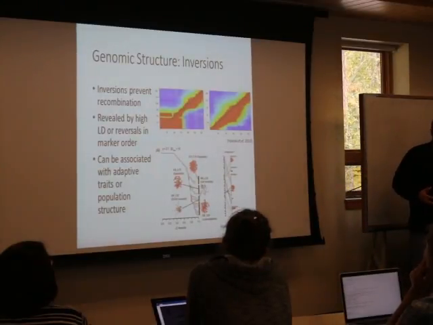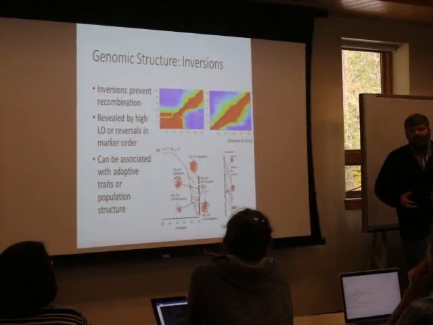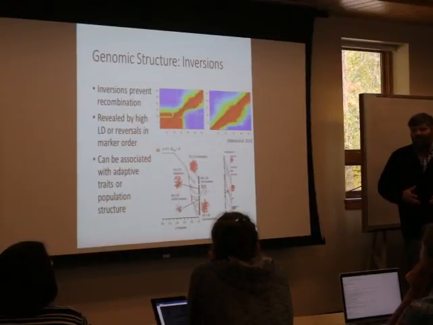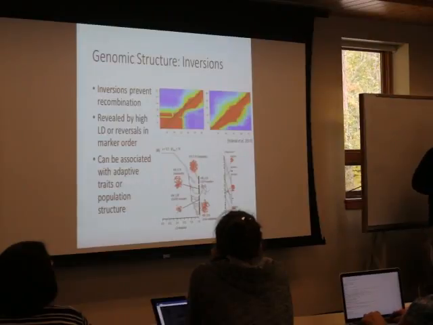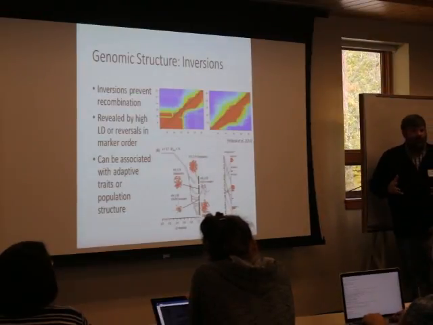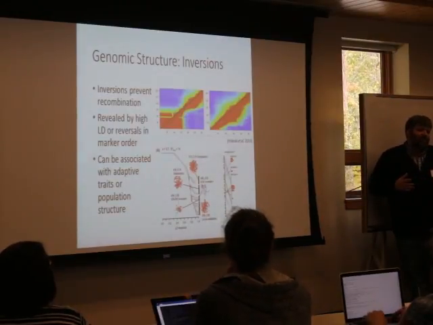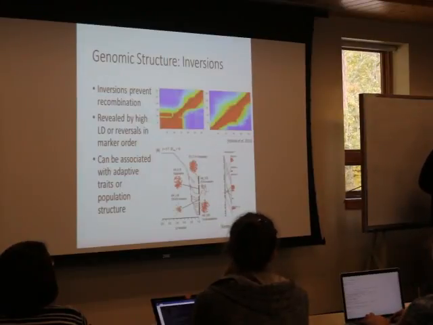And within this block of linkage disequilibrium, there were a number of genes that were associated with life history variation, whether the plants were annual or perennial. And so if you have an inversion that has these genes, it's potentially a way to keep co-adaptive gene complexes together.